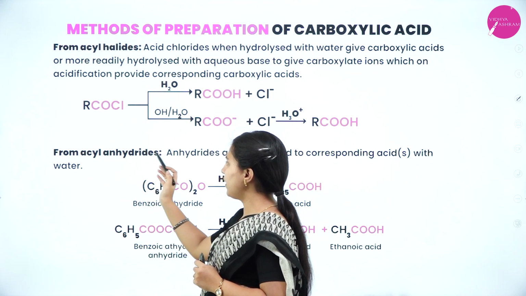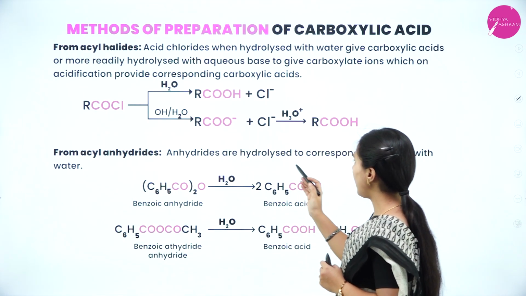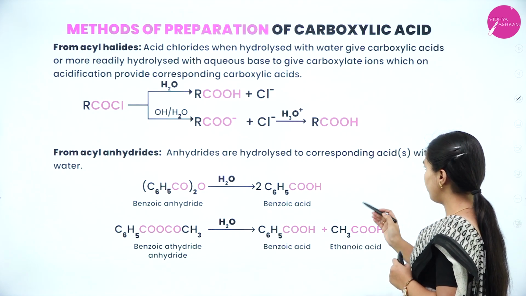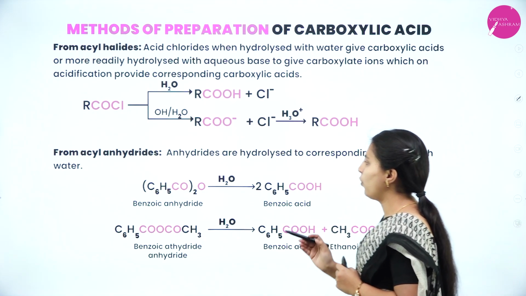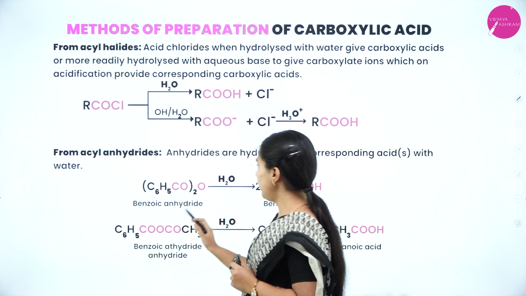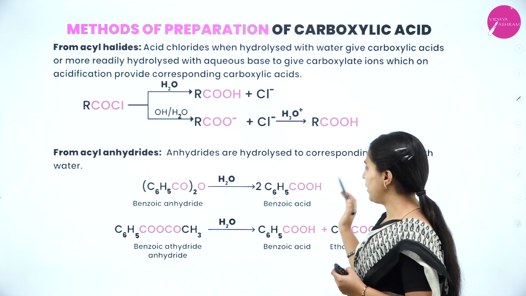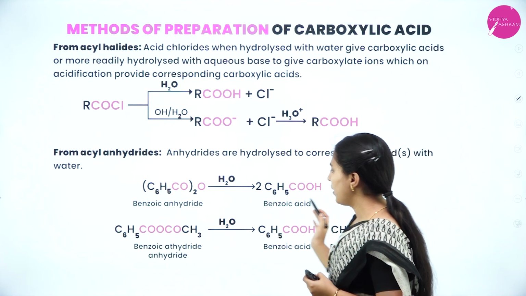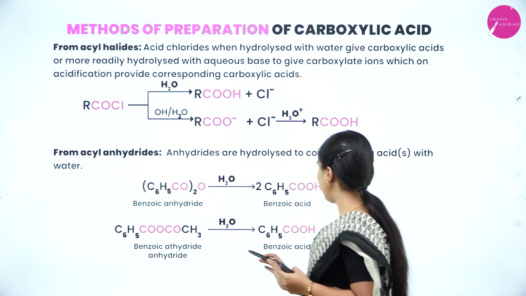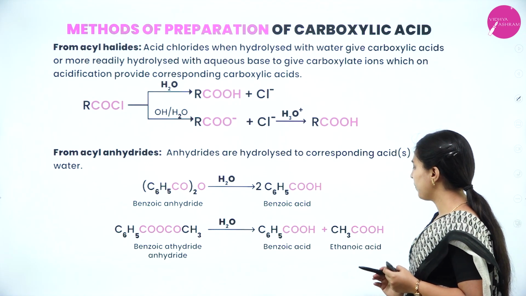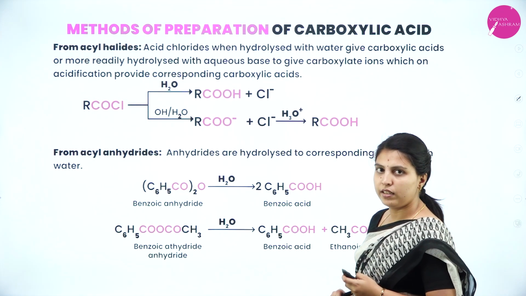And this is from acyl anhydrides. Anhydrides are hydrolyzed to the corresponding acid with water. This is benzoic anhydride. In the presence of water, or when hydrolyzed with water, it will form benzoic acid. This is benzoic anhydride, and this is from benzoic acid plus ethanoic acid. Okay.